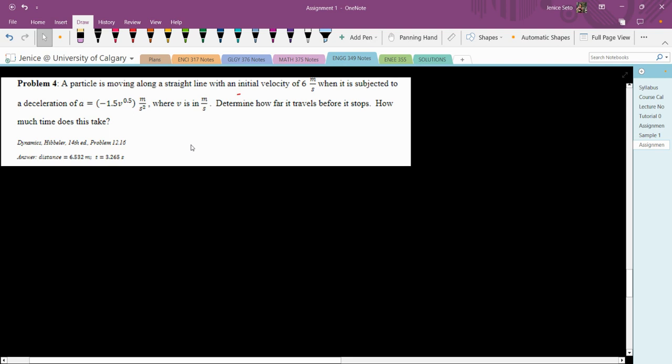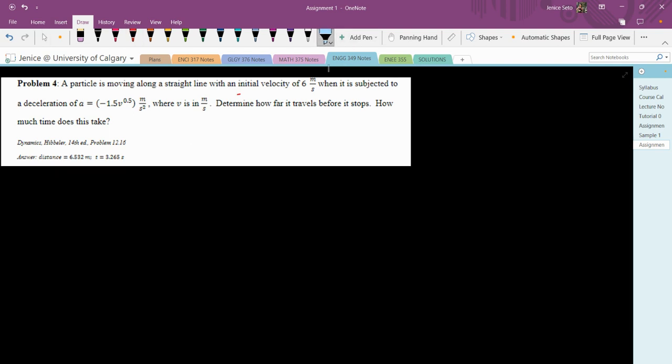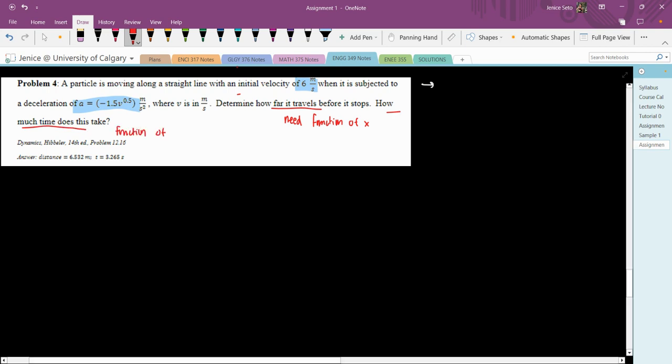Okay, now we're on to problem 4, and it's a very similar question, except we have an initial velocity. We have a particle moving along a straight line with initial velocity, and we're given acceleration as a function of v, and we want to determine how far it travels before it stops. So this is our clue here: determine how far it travels. That means we need a function of x. Oh, sorry, we're also going to need to know how much time it takes. So we need it as a function of t.